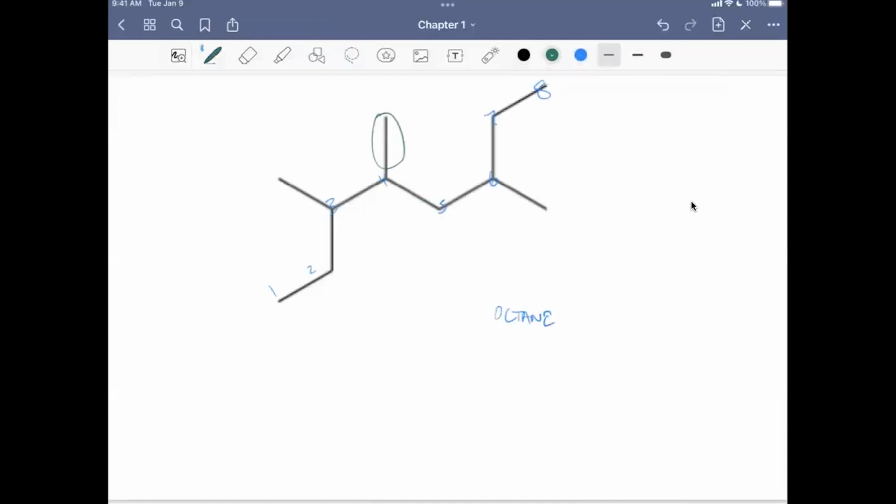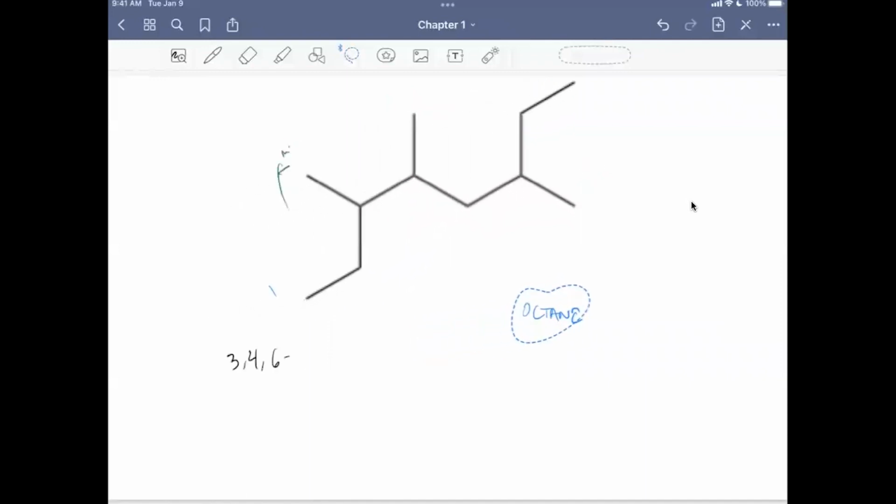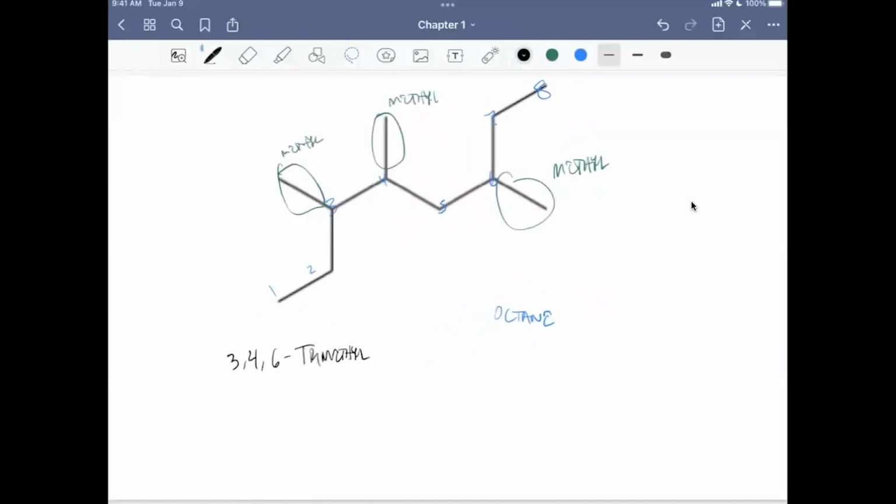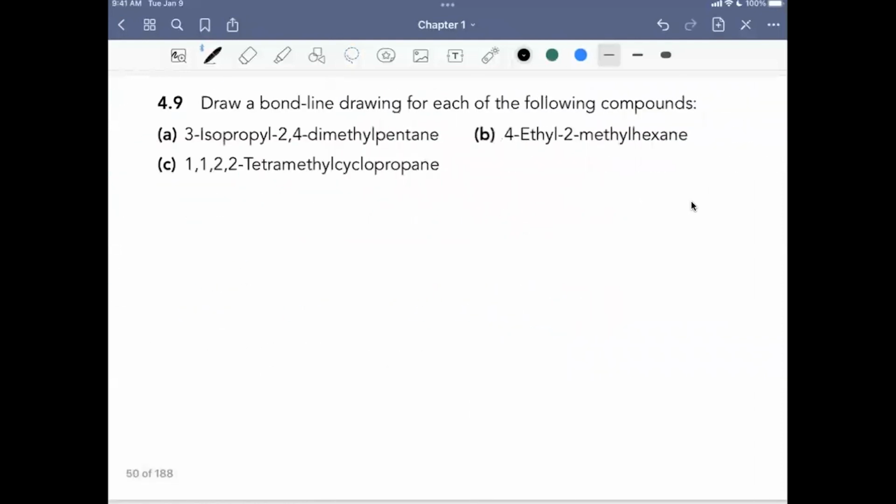Let's see what our substituents are. Looks like we have 3 methyl groups. So again, this is methyl, methyl, and methyl. Is our numbering correct? I think it is, because this shows up at the 3 carbon. This would be 3 as well, so it doesn't really matter where we start. So we have a 3, 4, 6 trimethyl as our substituents. And then octane for our parent. Hopefully this is starting to make sense.